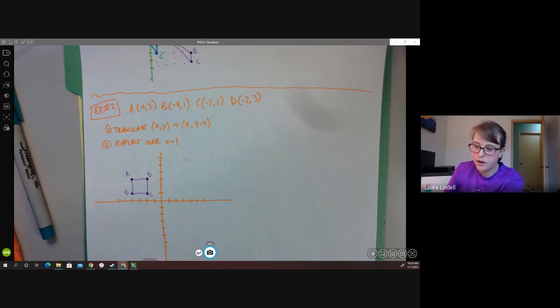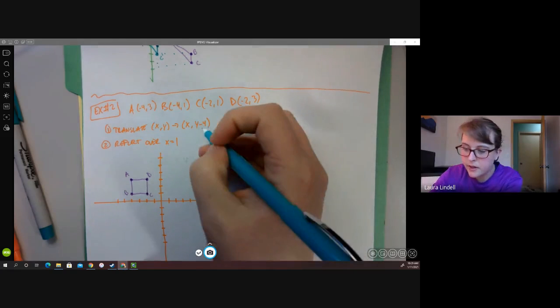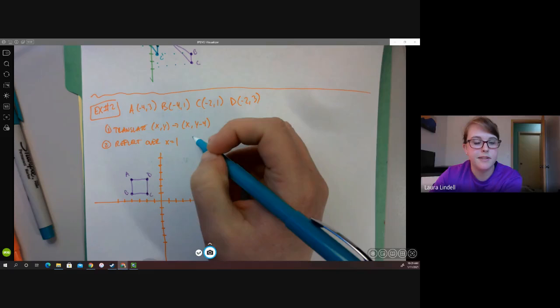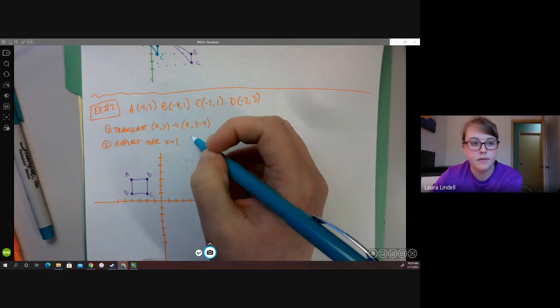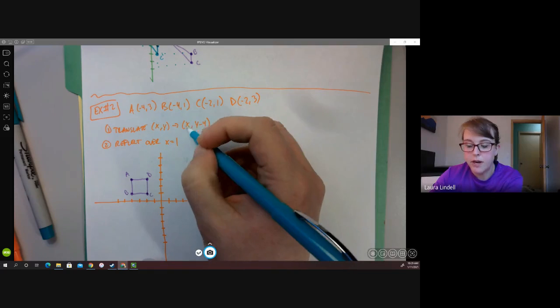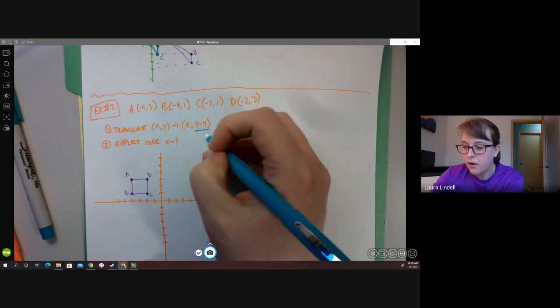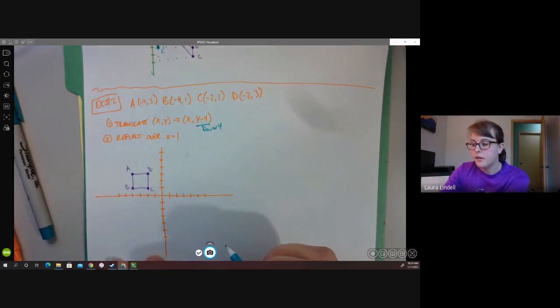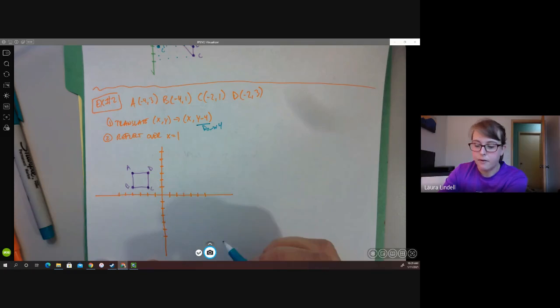So then moving along to the translation portion of this, if you see something where the variable is left alone, like x or y is left alone, that just means don't move it in that direction. So this means we're not going to move it left to right, but we are going to go down 4 for this whole thing. So then go ahead and move your shape down 4.